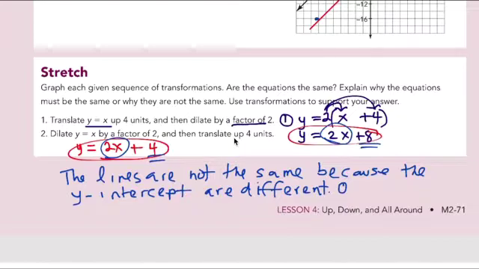The reason why they're different is the first one, because they want to use transformation to support your answer. The first one, it translates up 4 first, and then all of it, like I explained to you, is multiplied by a dilation factor of 2. This one had a dilation factor of 2 first, and then it moved up. So therefore, it's different. Okay?